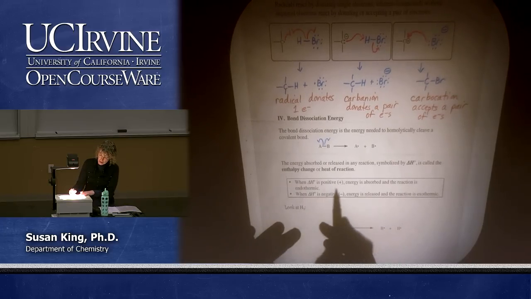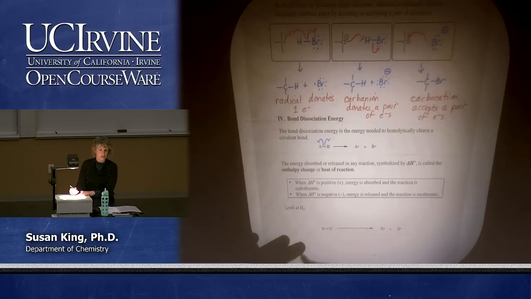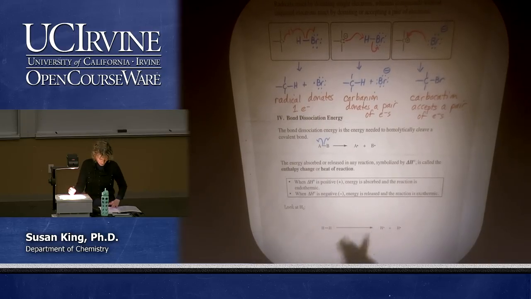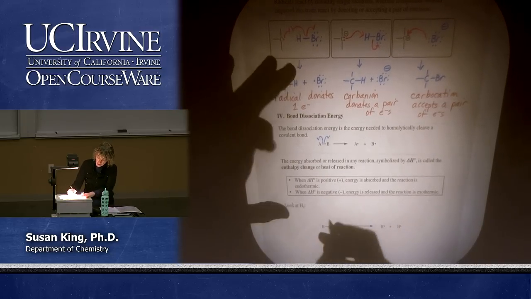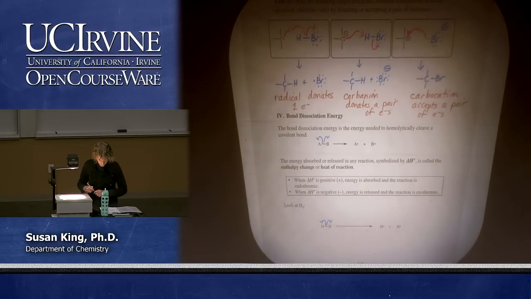So when delta H naught is positive, energy is absorbed and the reaction is endothermic. When delta H naught is negative, energy is released and the reaction is exothermic. Okay? So if we look at the reaction of breaking H2, we're going to have one electron go to hydrogen. We're going to have one electron go to the other hydrogen to give us two hydrogen radicals.